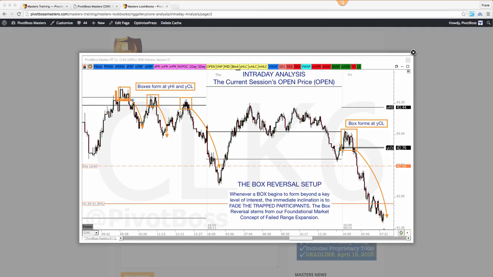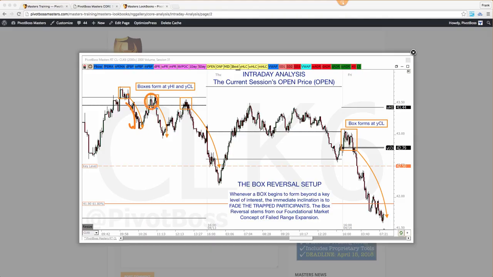And if you can see a box forming, in this case beyond the previous session's high, and can't hold, that implies a rotation downward. In this case, it was short-term based, so it wasn't that big of a move, but still, great idea and trade location, and a move to scale in.